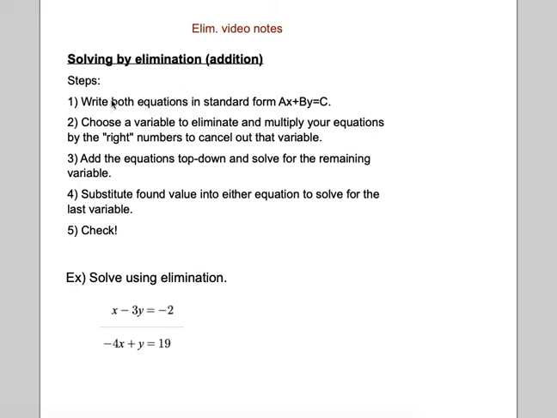So here's how it goes. So steps. First step is write both equations in standard form. So standard form is where you have the variables on the left-hand side, the x and the y are on the left, and on the right-hand side of the equal sign is just a number. So a, b, and c are numbers.